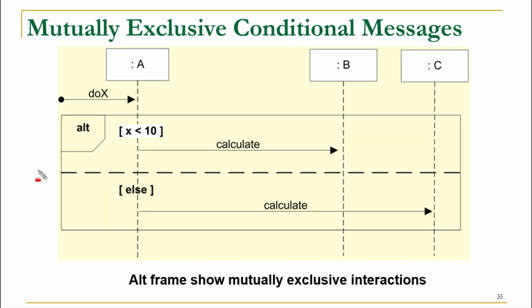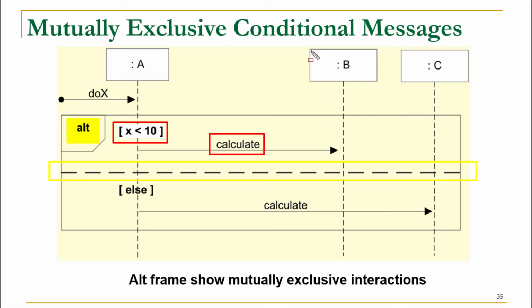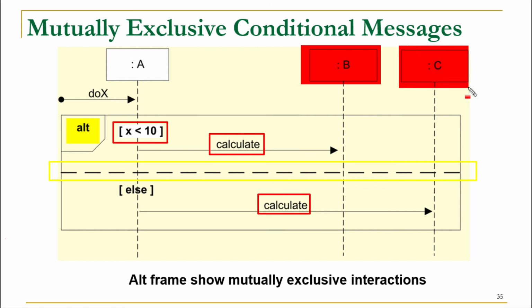To represent the mutually exclusive conditions, or if-else conditions to be specific, we will use the alt frame. And in addition, we can specify the section or the division between if and else statement with the help of this dashed line. So if x is less than 10, we will send the calculate message to B class. Else, we will send this calculate message to the C class. So this frame shows mutually exclusive interactions.